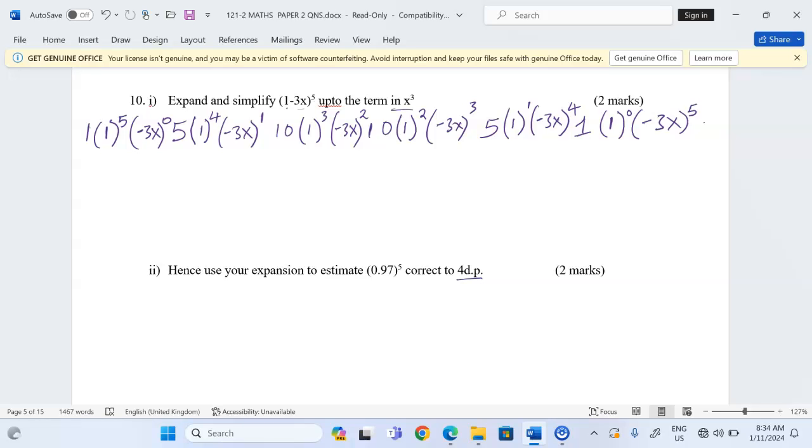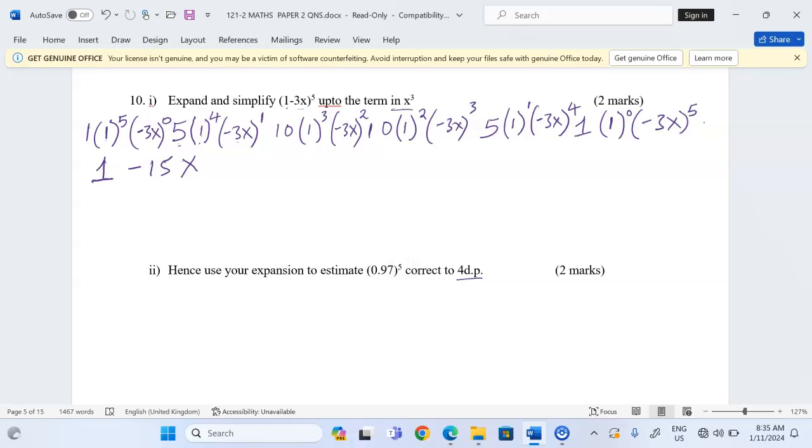In the first case, we have 1 raised to power 5. 1 raised to any number remains the way it is, and anything raised to power 0 becomes 1. So this is 1 times 1 times 1, and we get exactly 1 as the first term. Now the second term, whereby the coefficient is 5: we have 1 to power 4 remaining 1, and negative 3x remaining the way it is because it has been raised to power 1. Therefore, we have 5 times 1 times negative 3x, making it negative 15x.